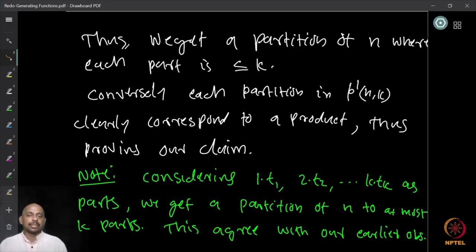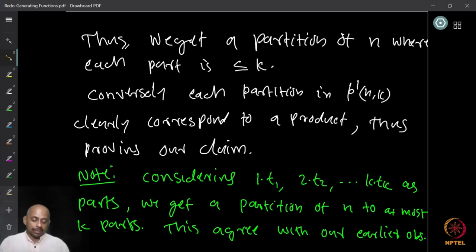On the other hand, we can also see something else. Each partition clearly corresponds to a product. Given a partition, we take the number of times i appears, and this is a choice of x raised to i times that number. And therefore I get a one-to-one correspondence between these two.